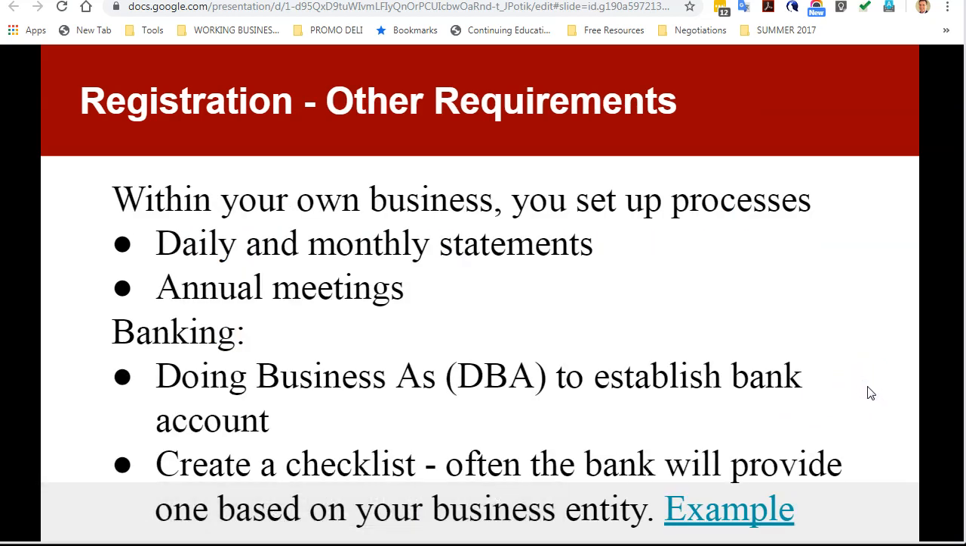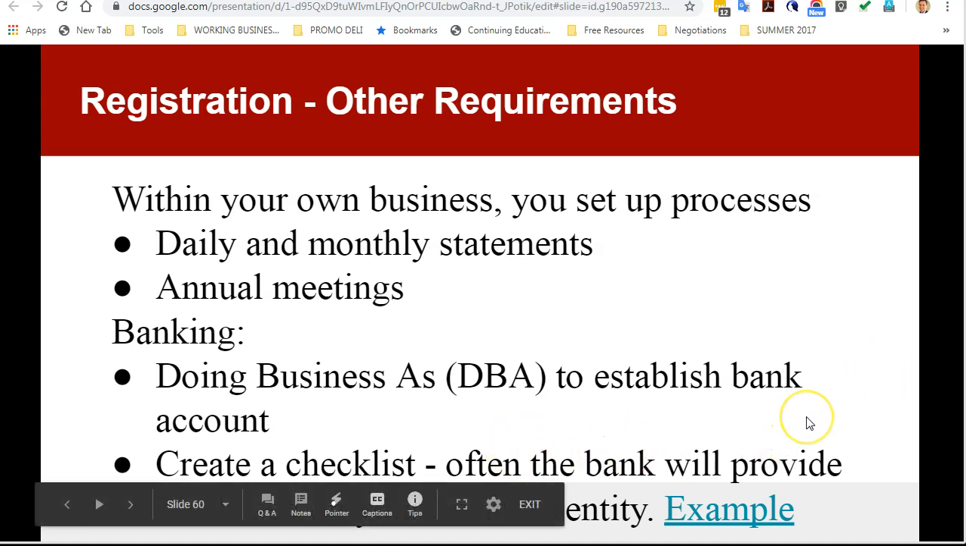So other requirements, within your own business, you set up processes. You might have monthly or daily statements that you would need to make. You might have annual meetings that you need to keep record of. And for banking, as I said previously, if you have a different name than your own name, you would need to show them your doing business as statement in order to allow the bank to accept those checks. And you may need to create a checklist.